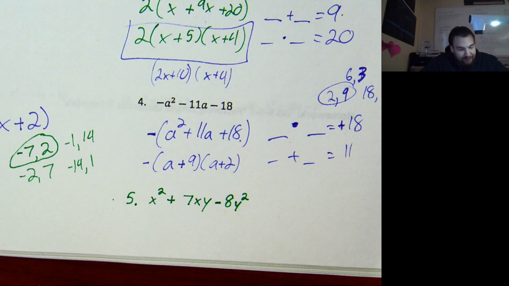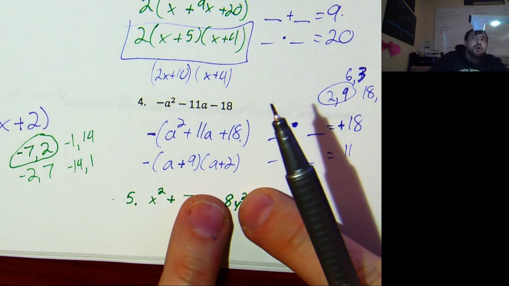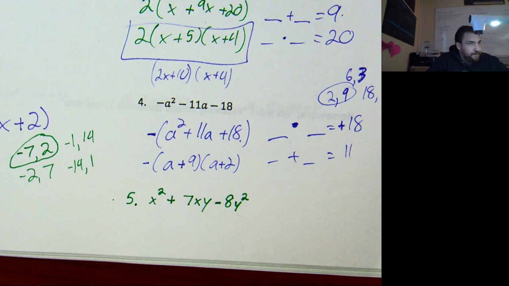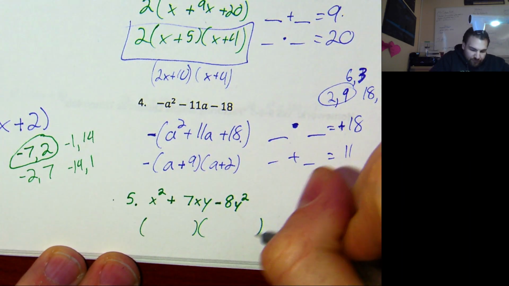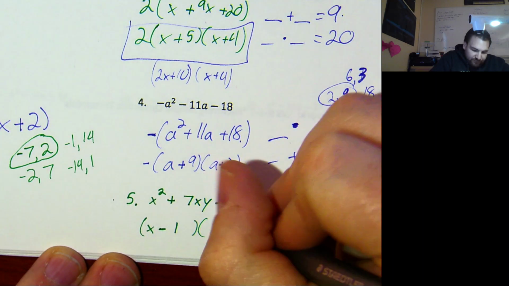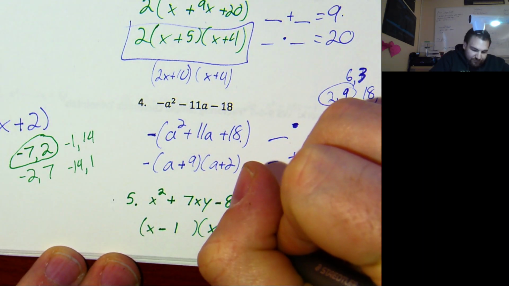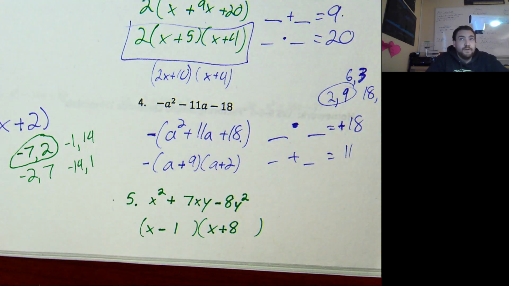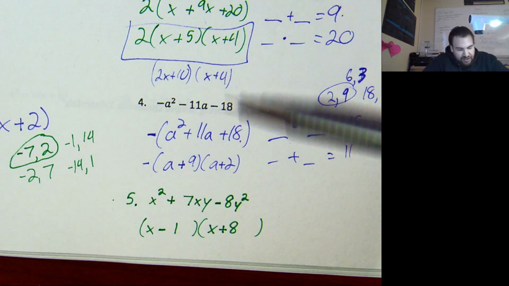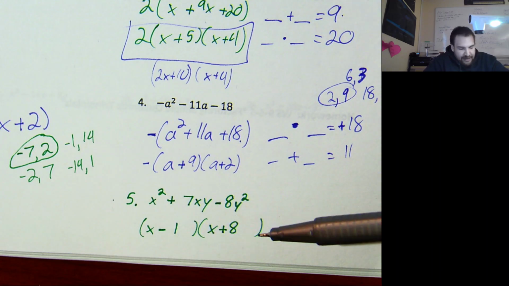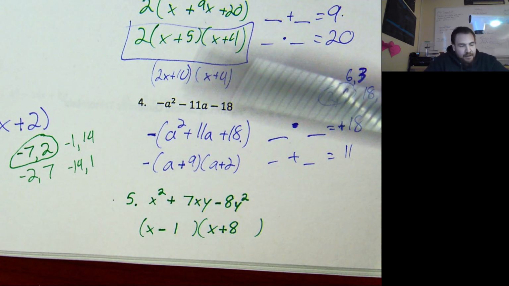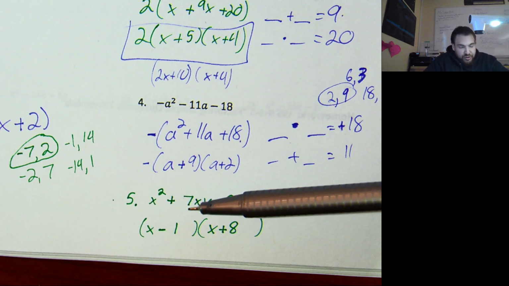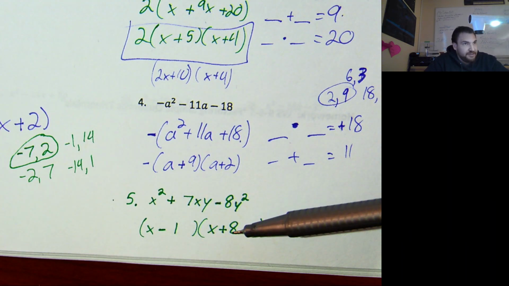If the y wasn't there, what would our answer be? X minus 1 times x plus 8. Correct. If the y isn't there, then it would be x minus 1 and x plus 8. Because the numbers that multiply to negative 8 are going to be negative 1 and 8, 1 and negative 8, yada, yada, yada. But you want them to add to positive 7. So the numbers that are going to add to positive 7 are going to be negative 1 and positive 8.